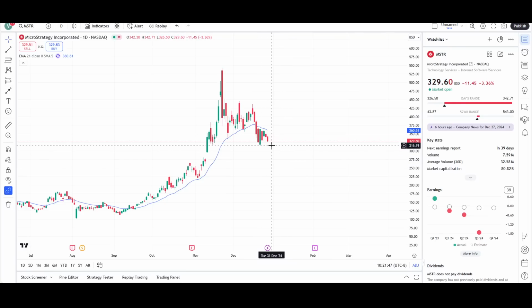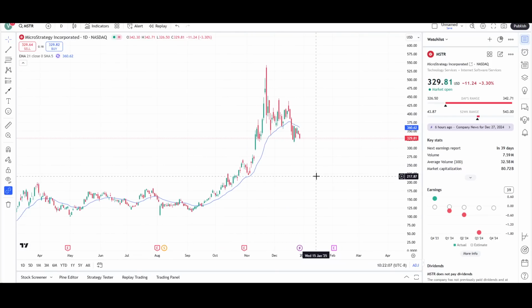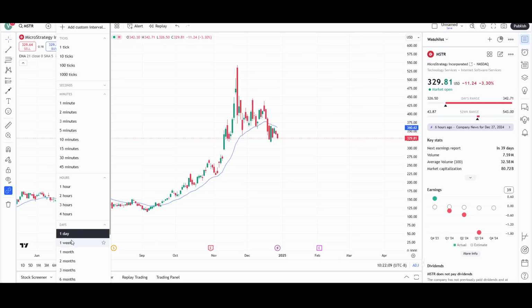So you can't just look at Bitcoin and say that's what MicroStrategy is doing. You can't just say Bitcoin is up today, so MicroStrategy is up today, because that's not going to happen all the time. And you can't just say Bitcoin is down, so MicroStrategy is down, because that's not going to happen all the time. So you have to look at one or the other, but there is a correlation between them. So that's all I have for the daily chart. Now let's take a look at the weekly chart.